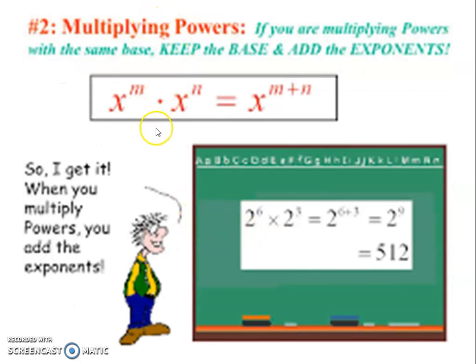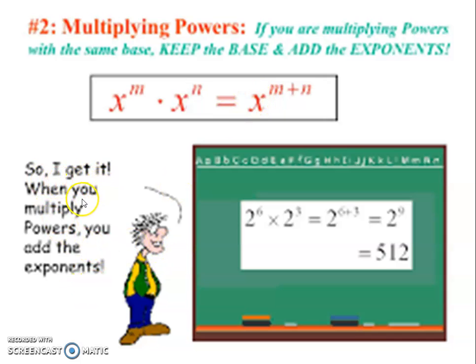From this picture, what concept do you understand? Let us try. Multiplying powers. If you are multiplying the powers, that is called the index, with the same base, keep the base and add the exponents. Exponents are also called index or power. How? x raised to m into x raised to n is equal to x raised to m plus n.